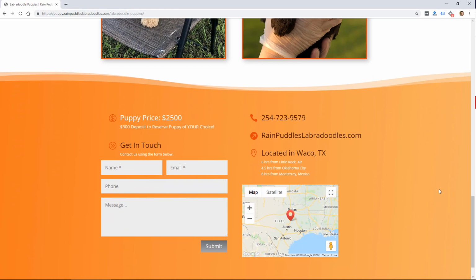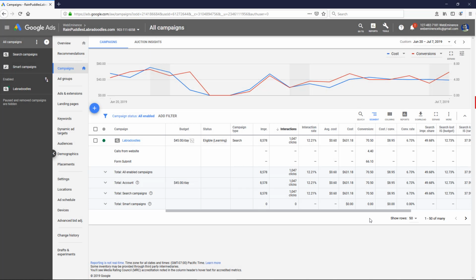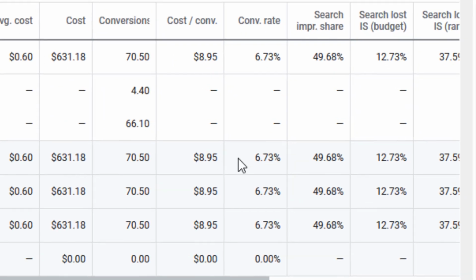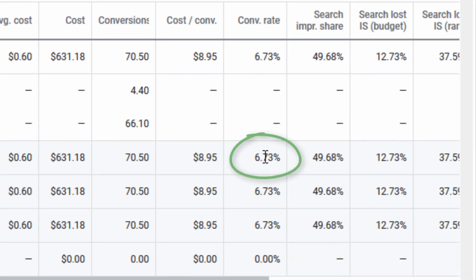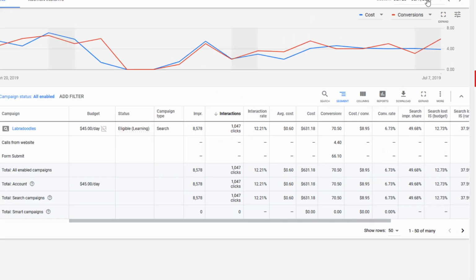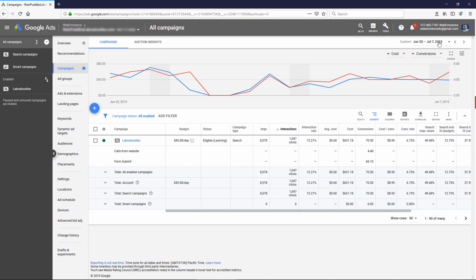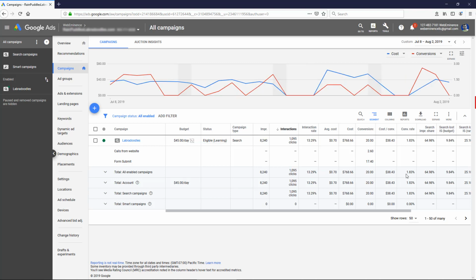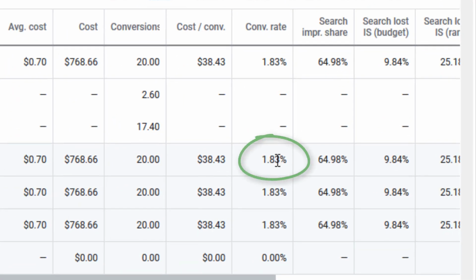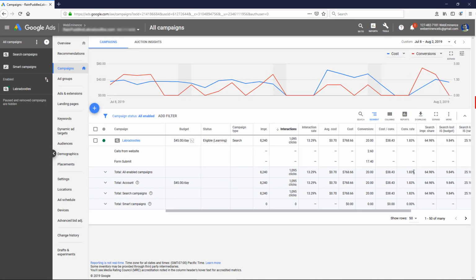I wouldn't recommend this for everybody. Just to give you an idea of the conversion rate difference, we were seeing a conversion rate of 6.73%, and then after we added the pricing, the conversion rate was down to 1.83%. So for a lot of people that's too low to make Google advertising actually work, but for this client they love it because they're getting qualified leads and they're making the same amount of sales, but with less work because they're not having to talk to as many people on the phone.